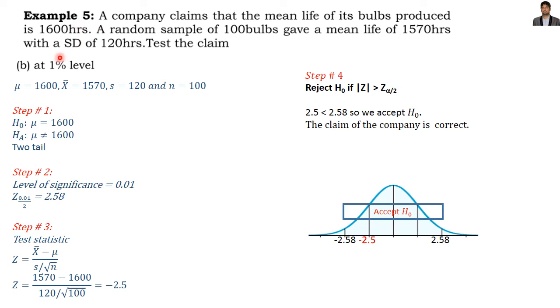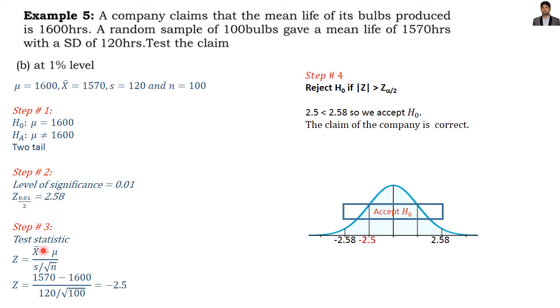Example number 5, part B. We already have done part A. So it is the same, only step number 2 and 4 are different. How are they different? The level of significance, which is 1%. So I start from step number 2, which is level of significance given as 0.01. Table value is 2.58.